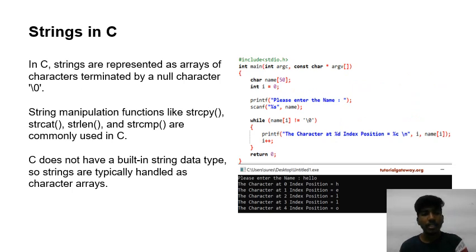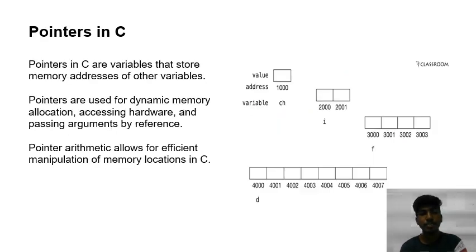Strings in C. In C, strings are represented as arrays of characters terminated by a null character. String manipulation functions like strcpy, strcat, strlen, and strcmp are commonly used in C. C does not have a built-in string data type, so strings are typically handled as character arrays.